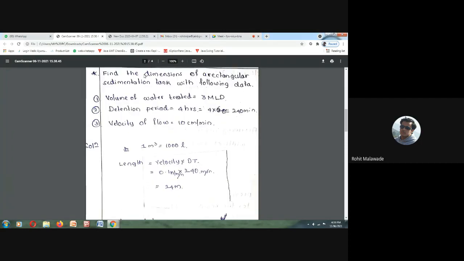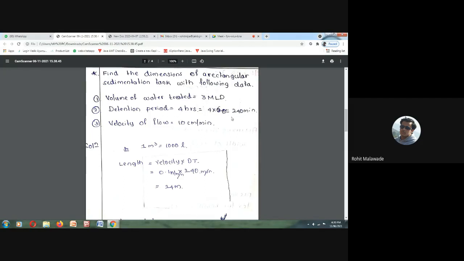Now straight away we are going to solve the problem. Find the dimensions of a rectangular sedimentation tank with the following data. What data have they given? The volume of the water to be treated is 3 MLD, which is 3 million liter per day. And the detention time is 4 hours, that is, the water will be in the sedimentation tank for about 4 hours.